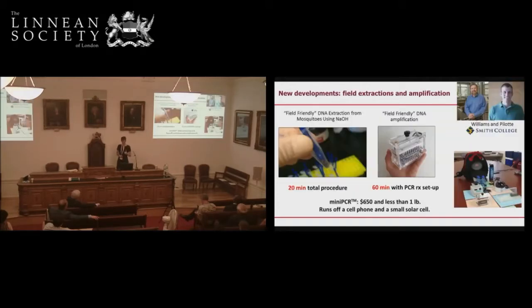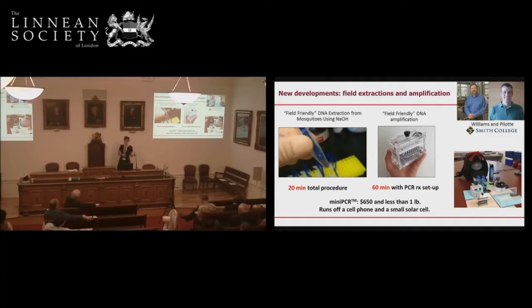And then this is a Gates-funded project with colleagues at Smith College, Steve Williams and Nils Pilote, where we're trying to make this approach even more field-friendly. So they've developed DNA extraction techniques which can be done without a centrifuge. In this example, they're grinding up 25 mosquitoes, 20 minutes total procedure.